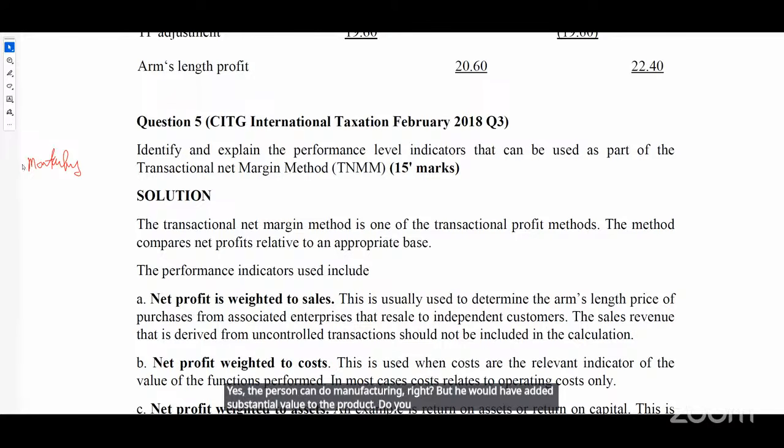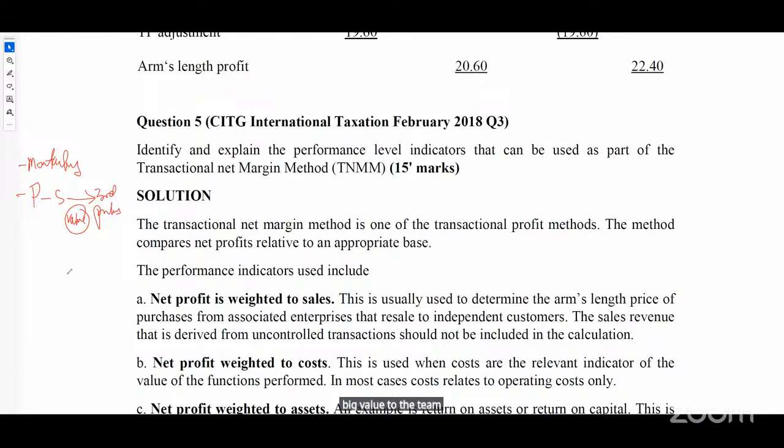Do you understand? The same way, the person can do a resale. So I can buy from my parent company and then resell to third parties, just like how the resale price works. But now I add some big value to the thing before I sell. What's the difference between this one and resale? In resale, we don't add big value. We only add small value or no value. So this is what will tell you whether you are using transactional net margin or resale. Resale, little or no value. Transactional net margin, big value will be given.